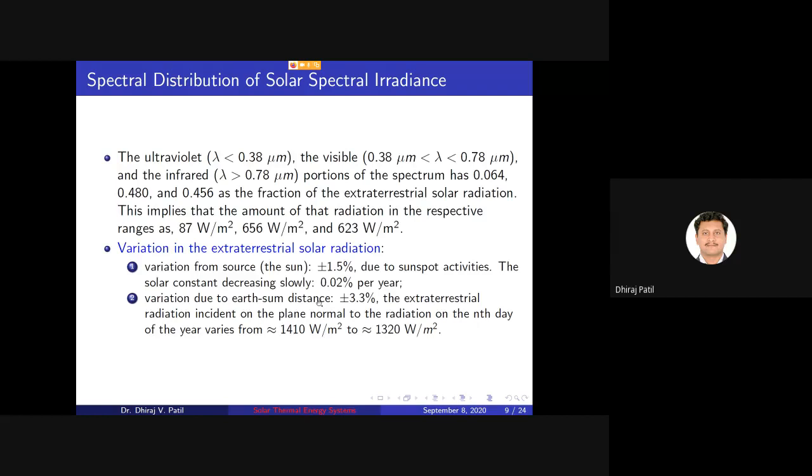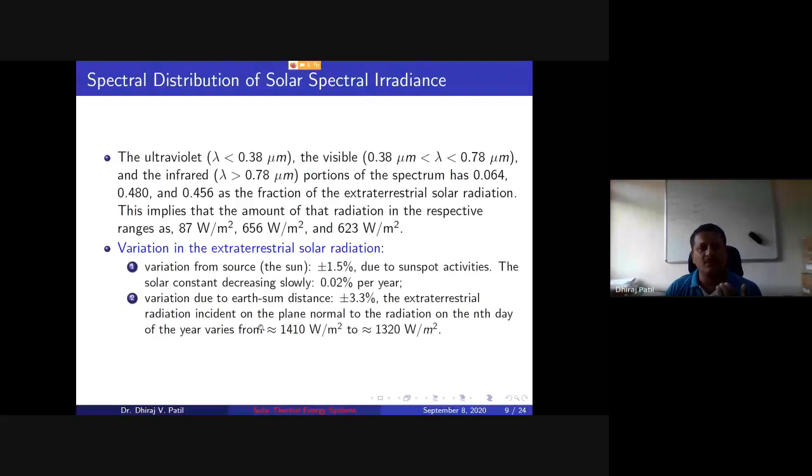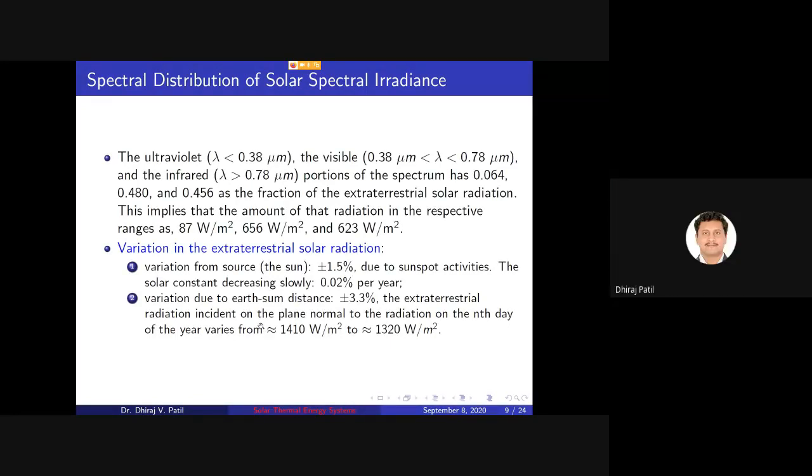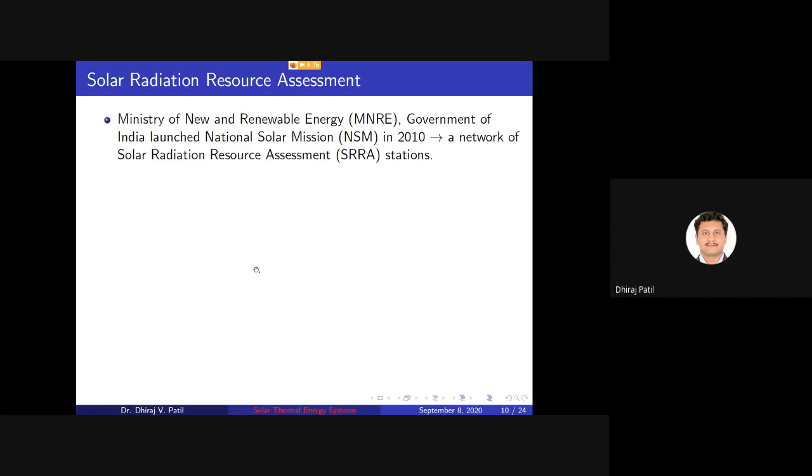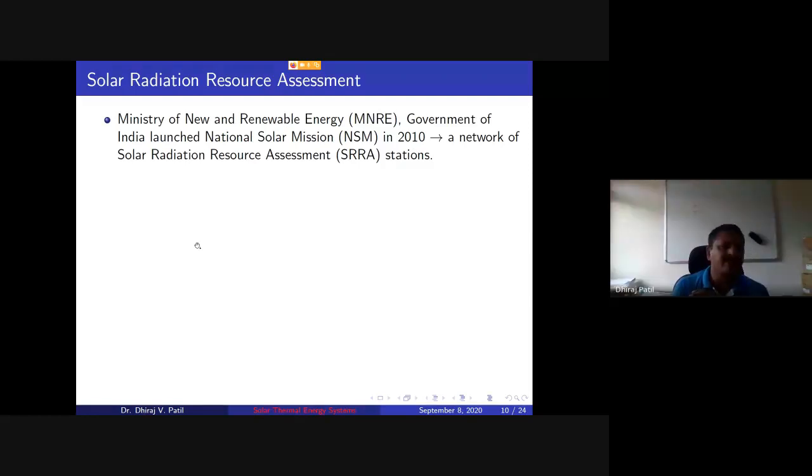There is also a variation due to the Earth-Sun distance, which is plus or minus 3.3%. This variation is because of the change in distance due to the eccentricity of the orbit, and depending on the nth day of the year, the time and the location, we have this variation. So this solar radiation we basically have to assess.